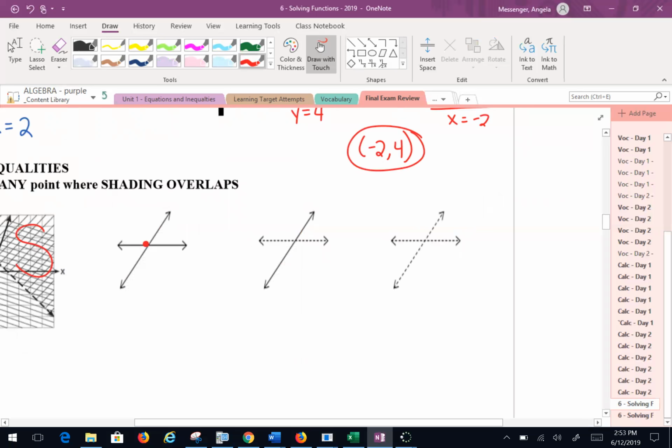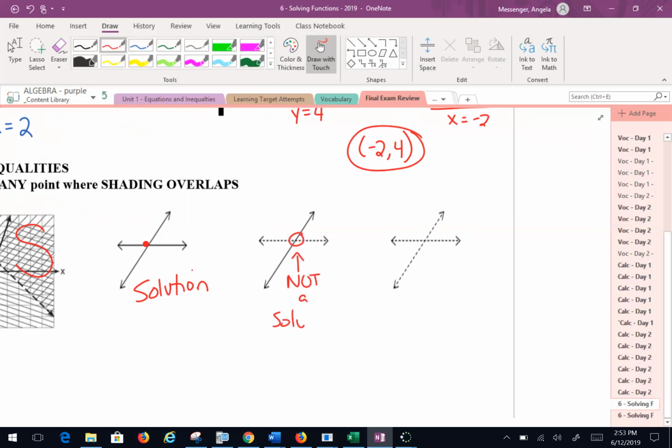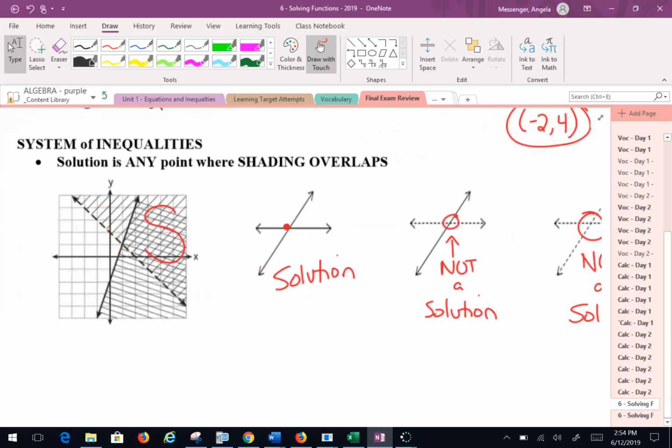So this right here is just reminding you that points that intersect two solid lines, solution or not a solution? Solution. A dash line and a solid line where they intersect, not a solution. And two dash lines, absolutely not a solution. Double not a solution. When in doubt, guys, just pick any point in the double shade area. Don't even worry about the line.